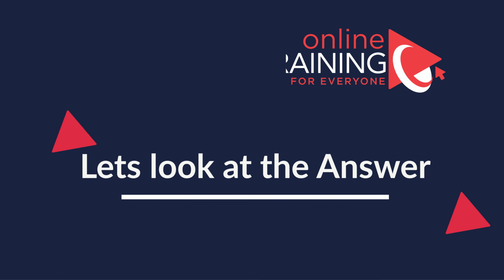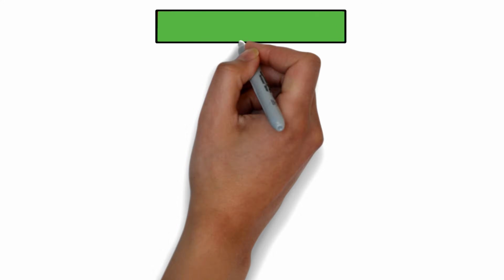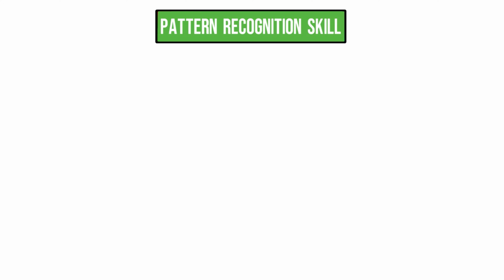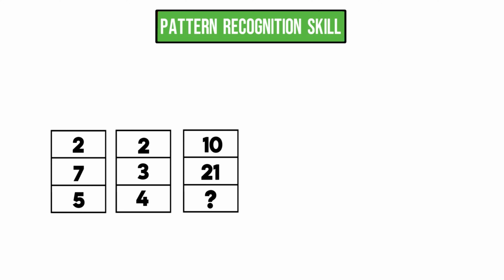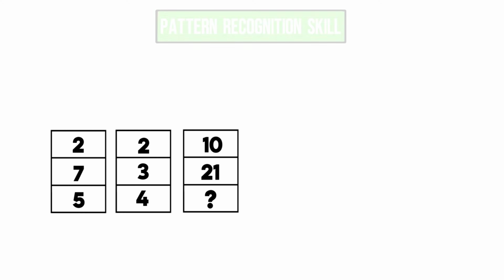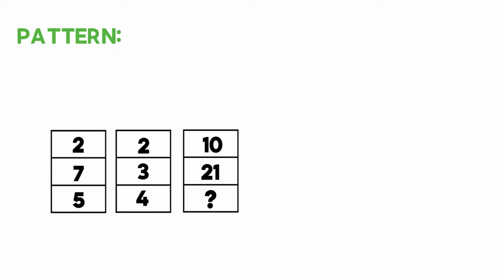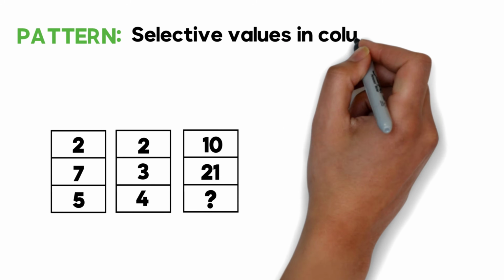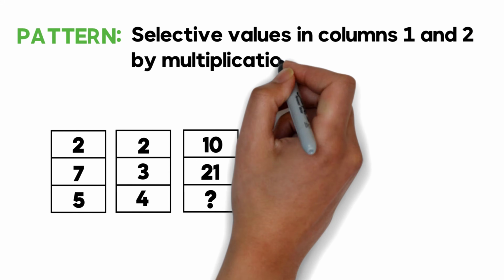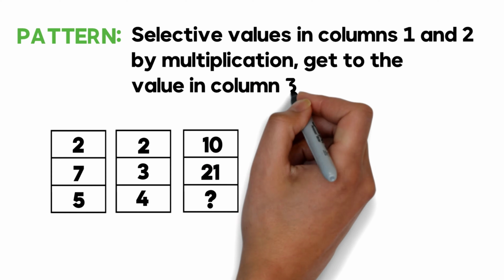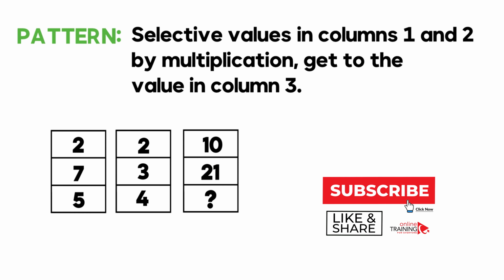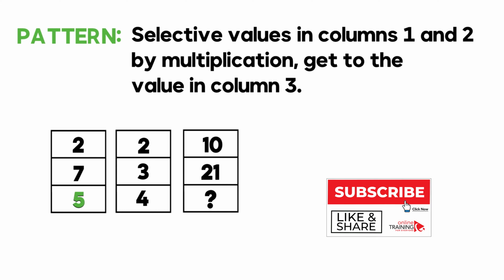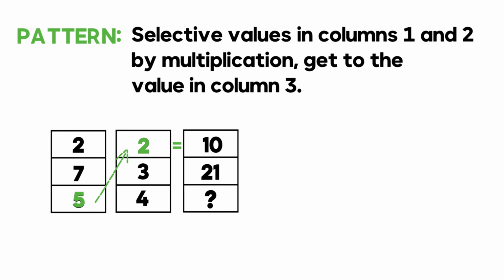Let's continue to see how we can get to the correct solution together. The most important skill to solve these types of problems is pattern recognition skill. To recognize the pattern, you need to look closely into each column. Selective values in columns 1 and 2 by multiplication get to the value in column 3, and this is our pattern.